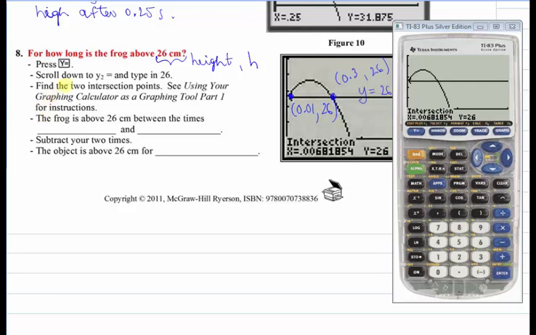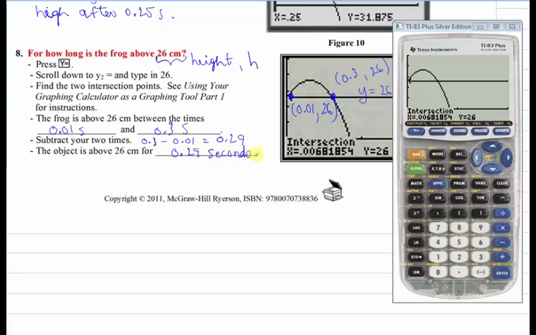Okay, so we go back to the question. The frog is above 26 centimeters between the times of 0.01 seconds and 0.3 seconds. Subtract your two times. Take the smallest number from the biggest number. And the object is above 26 centimeters for 0.29 seconds.